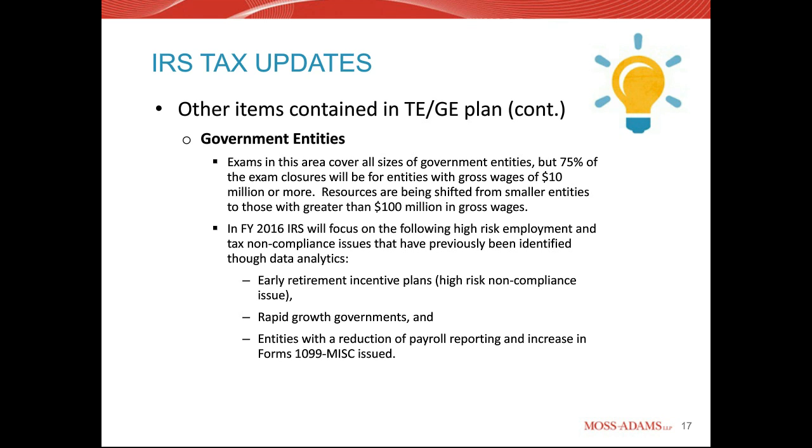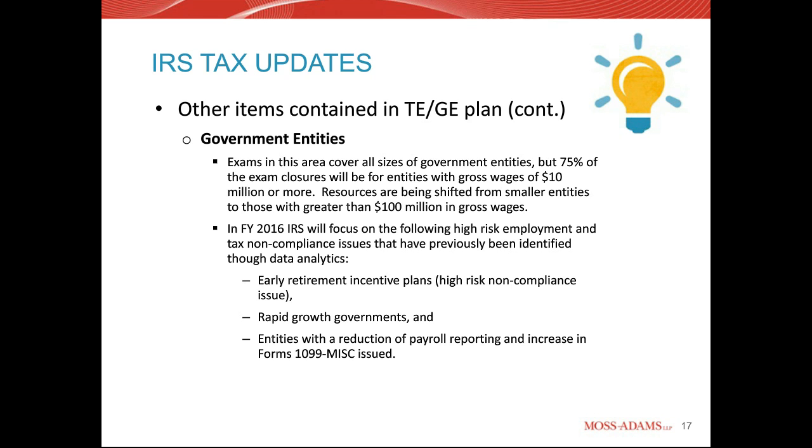So what's interesting is they've identified high-risk areas, saying that, okay, early retirement incentive plans, there's a high risk of noncompliance, rapid growth, reduction in payroll reporting, increase in 1099. So that's kind of what I said earlier. Is that right? Should there be more W-2s than 1099s? That looks fishy to the IRS.